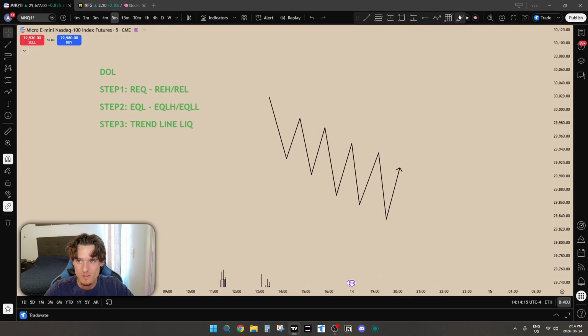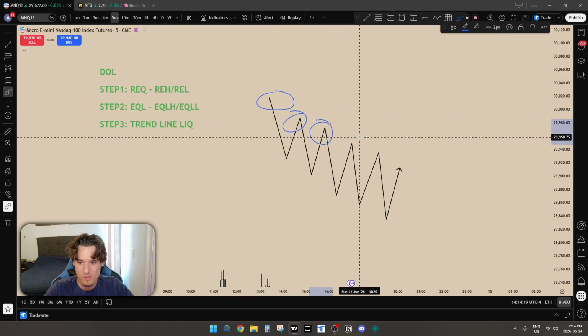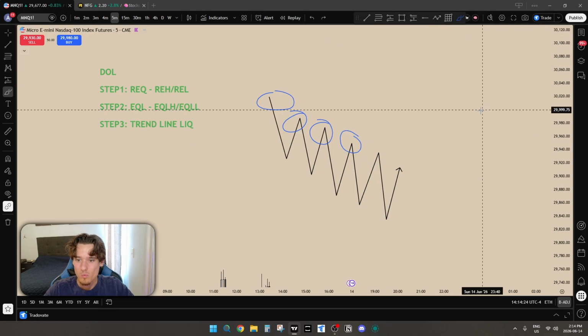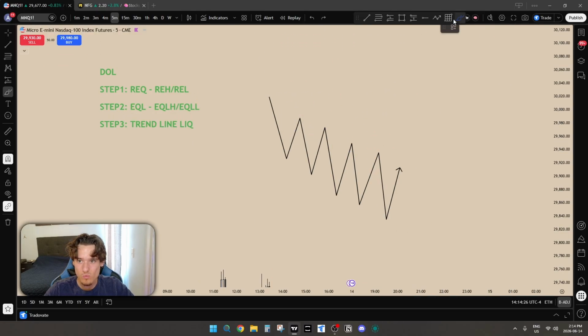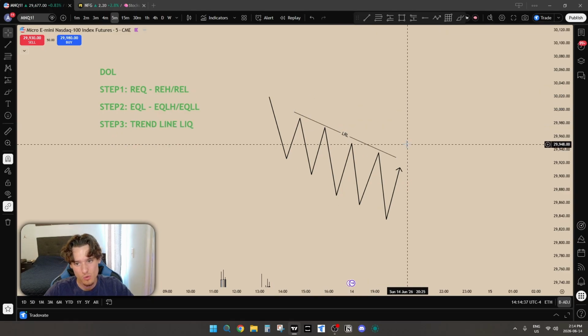So what do we see over here? We have a buy side liquidity, buy side liquidity, buy side liquidity. Say it with me, buy side liquidity. So when we are looking at these highs, what can we notice? We have a very clear trend line. So when I see trend line liquidity, I like to call it LRL, lower resting liquidity.